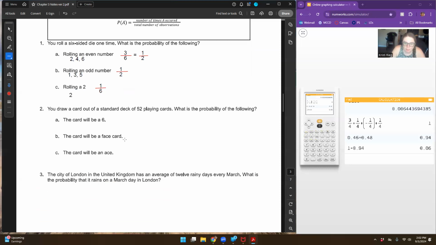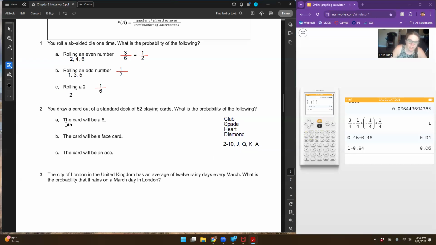Okay, so we're going to try this again. This time we have a standard deck of 52 playing cards. As a quick reminder, if you don't know this, then go get a deck of playing cards and play with it. But we have 4 suits, a club, spade, heart, and a diamond. And each suit has the numbers 2 through 10, and then they have Jack, Queen, King, Ace.